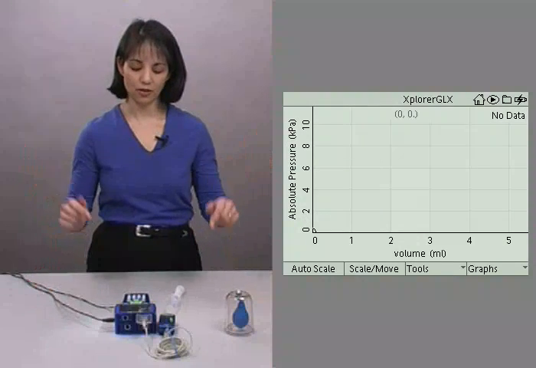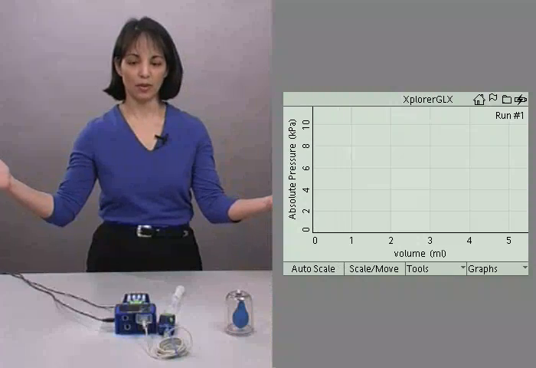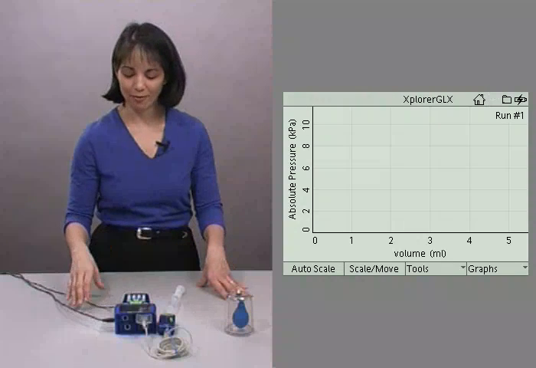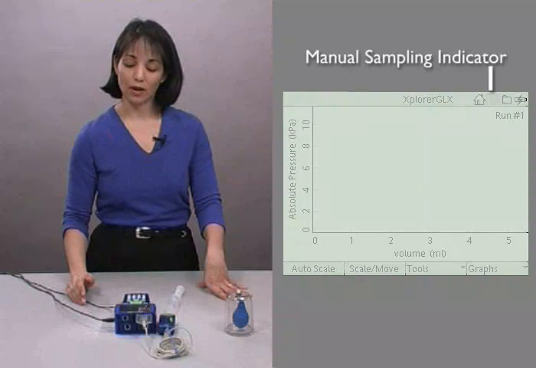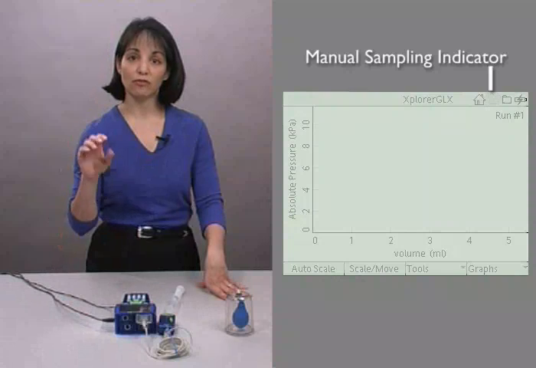So hit the start button, and nothing seems to be happening. We want to spend all this time for that, right? Actually, if you look at the top bar, the sampling indicator is flashing at us. It is a flag flashing.